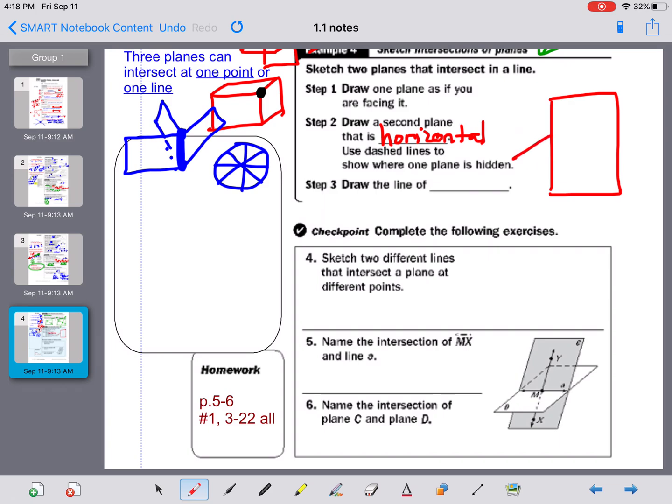So I'm coming out this way. Okay, so this is the front I can see. Then when I make the back, okay, I'm dashing it, then I can see it again. And that's kind of where they intersect. And so if you think about it, they're crossing right there, okay? So that's my line of intersection.